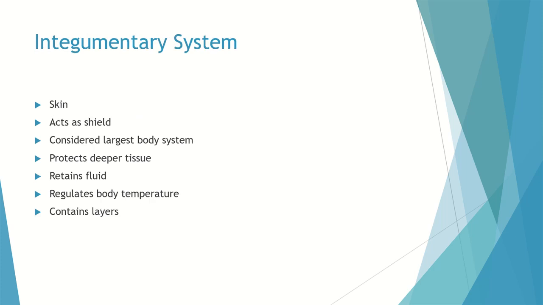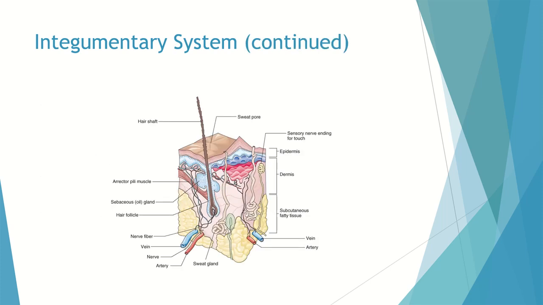So the integumentary system, this is your skin. It acts as a shield. It's considered the largest body system. It protects deeper tissue. It retains fluid, helps regulate the body temperature, and contains layers. Here we have a little sample diagram of the integumentary system.